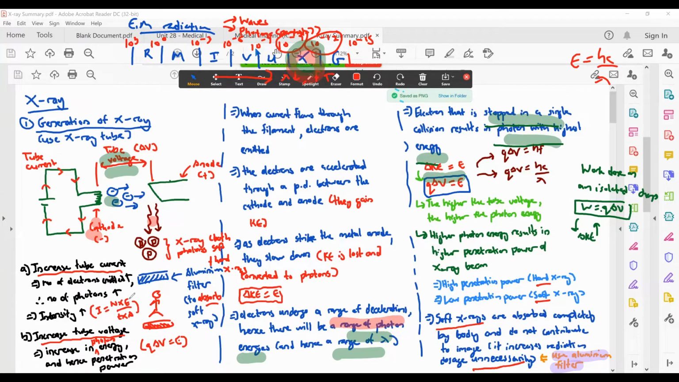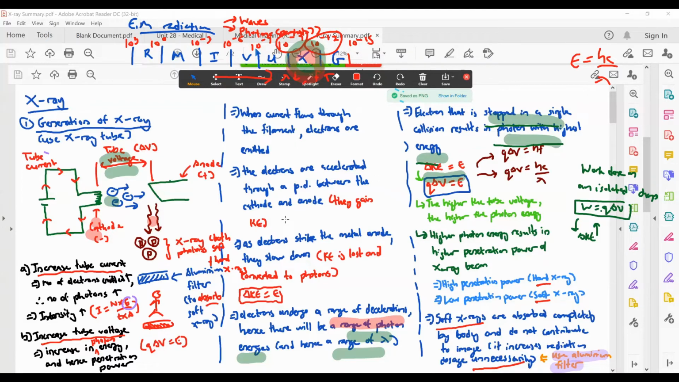Now your energy itself, if you're still using the same tube voltage while increasing the current, the maximum energy of the photons that you produce is still unchanged. So increasing your tube current doesn't have any effect on your photon energy. It only has the effect of increasing the intensity of your X-ray beam. If you want to change the energy of your X-ray beam, you have to change the tube voltage. Just be careful of these differences, because questions would like to ask you what happens if you change the tube current, and what happens when you change the tube voltage. As I mentioned, an increase in tube voltage causes an increase in photon energy, hence an increase in penetration power.